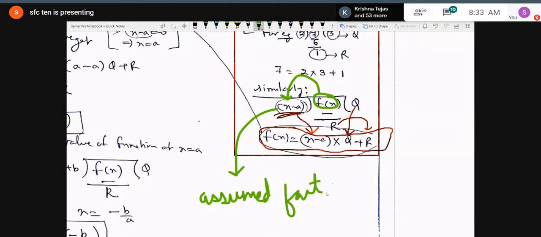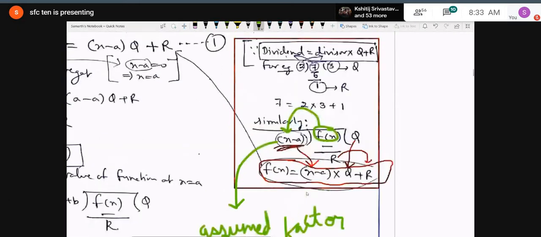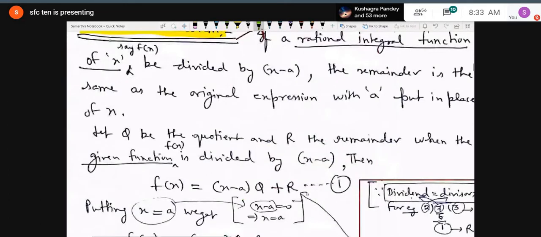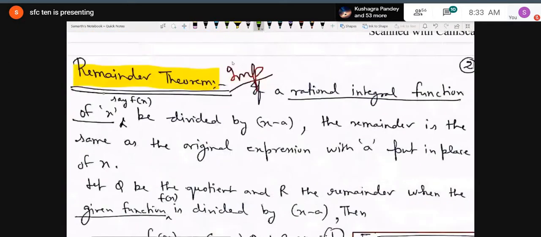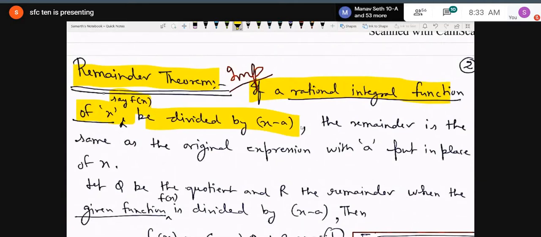Without actual division, you can find the remainder directly. It will be clearer when I explain with the help of an example. But just over here you can see one thing. Let q be the quotient and r be the remainder when the given function f(x) is divided by x minus a.